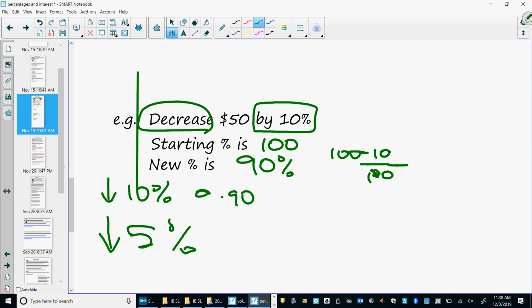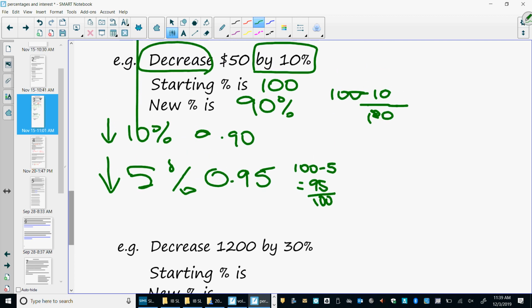Imani? 0.95. Good. Imani, how did you get that? So I took 5 away from 100. I got 95. And then I divided it by 100. Okay. So, do you see how that was similar, Sarah? This one here was a 10% decrease. So we did 100, take away 10, and we got 90, and then divided that by 100. So this one would be 0.95.